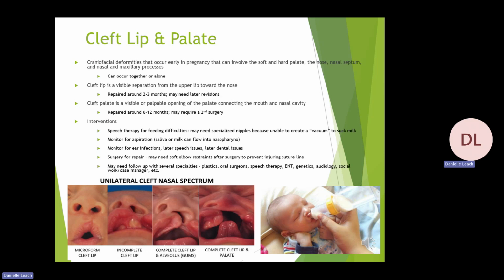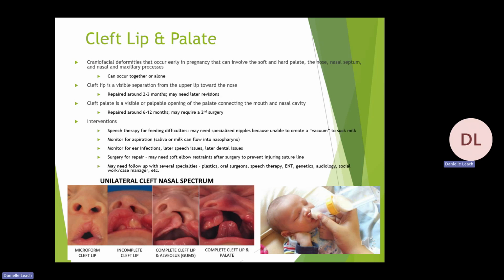But what a cleft lip is basically, the lip is not forming properly in that 7th to 12th week of pregnancy, and it creates this large slit that can extend all the way up to the nose. And as you can see there, the nostrils can sometimes be affected and deformed from it.